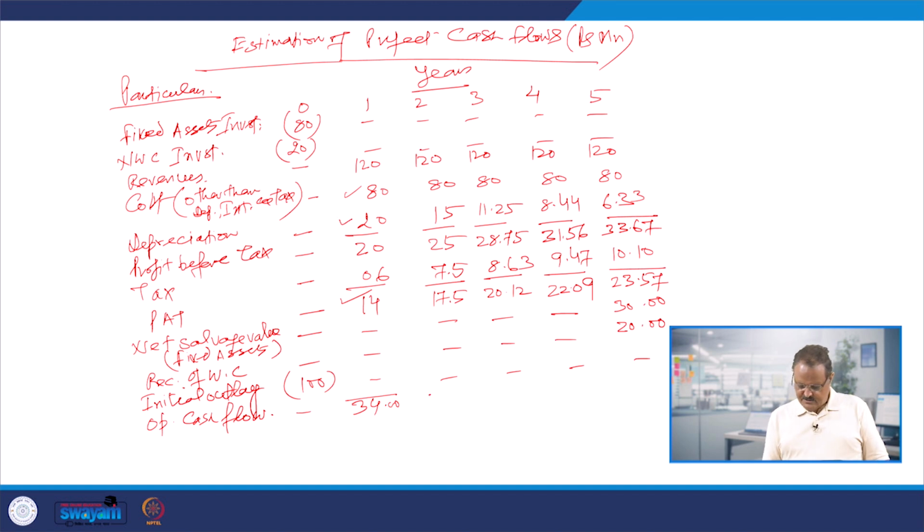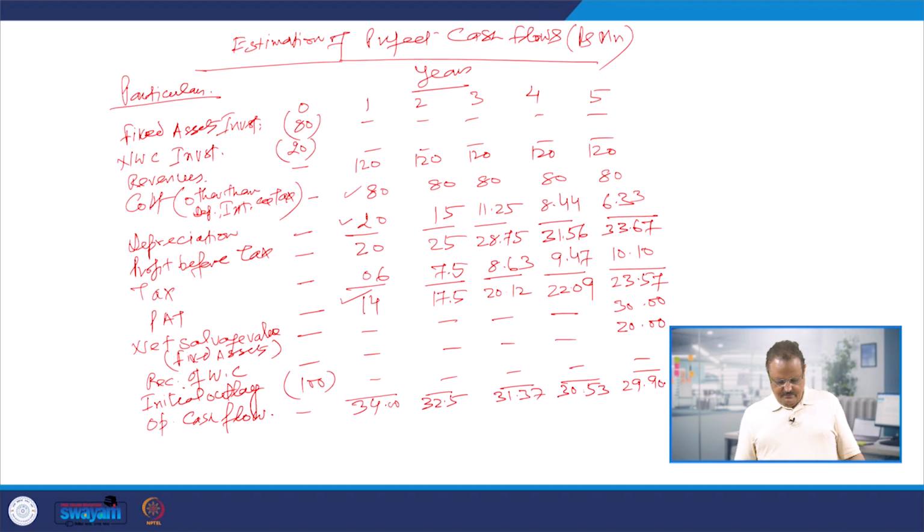Then it's going to be how much? It's going to be 32.5 million. Then it's going to be 31.37 million. And this is going to be 30.53. And the last one is going to be 29.90 million, right?